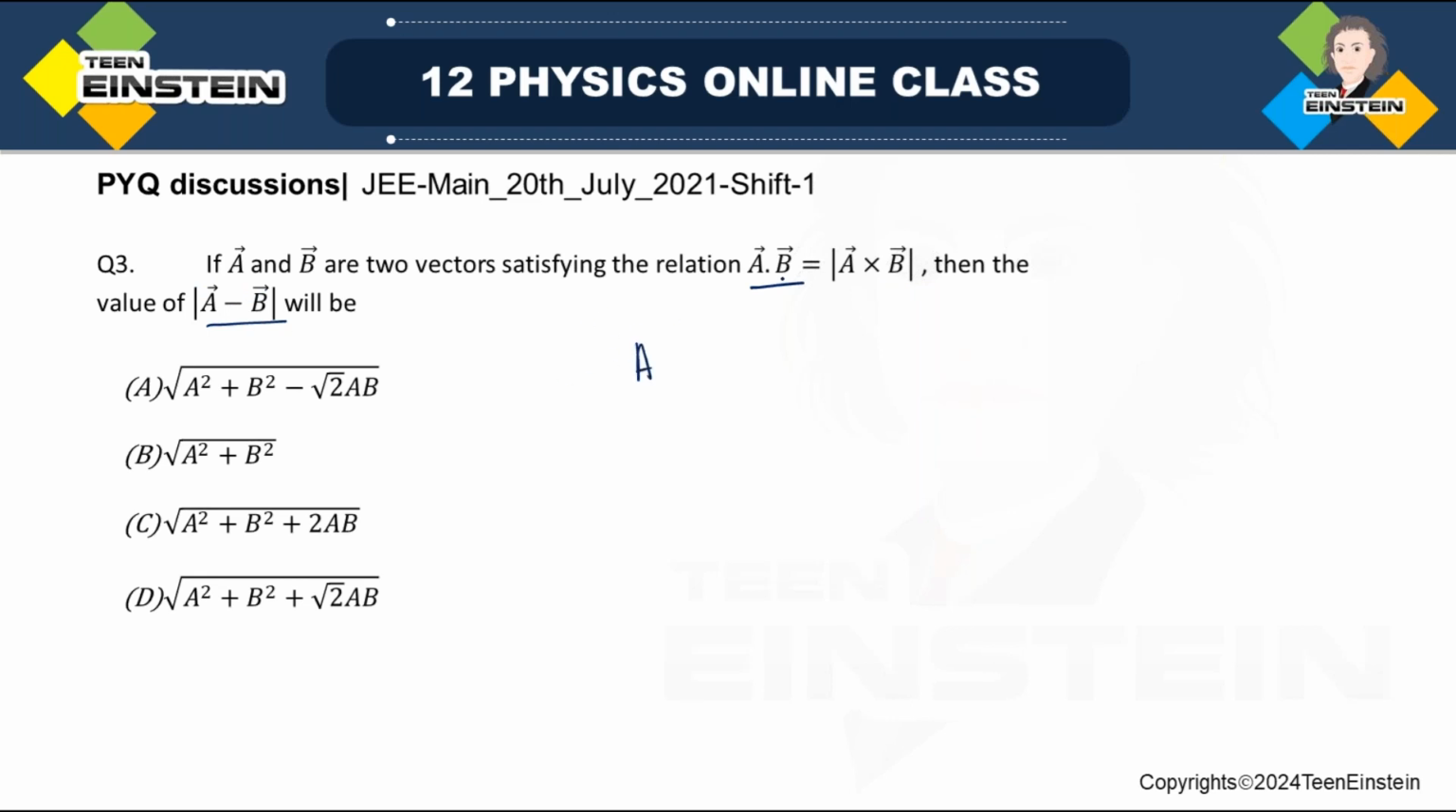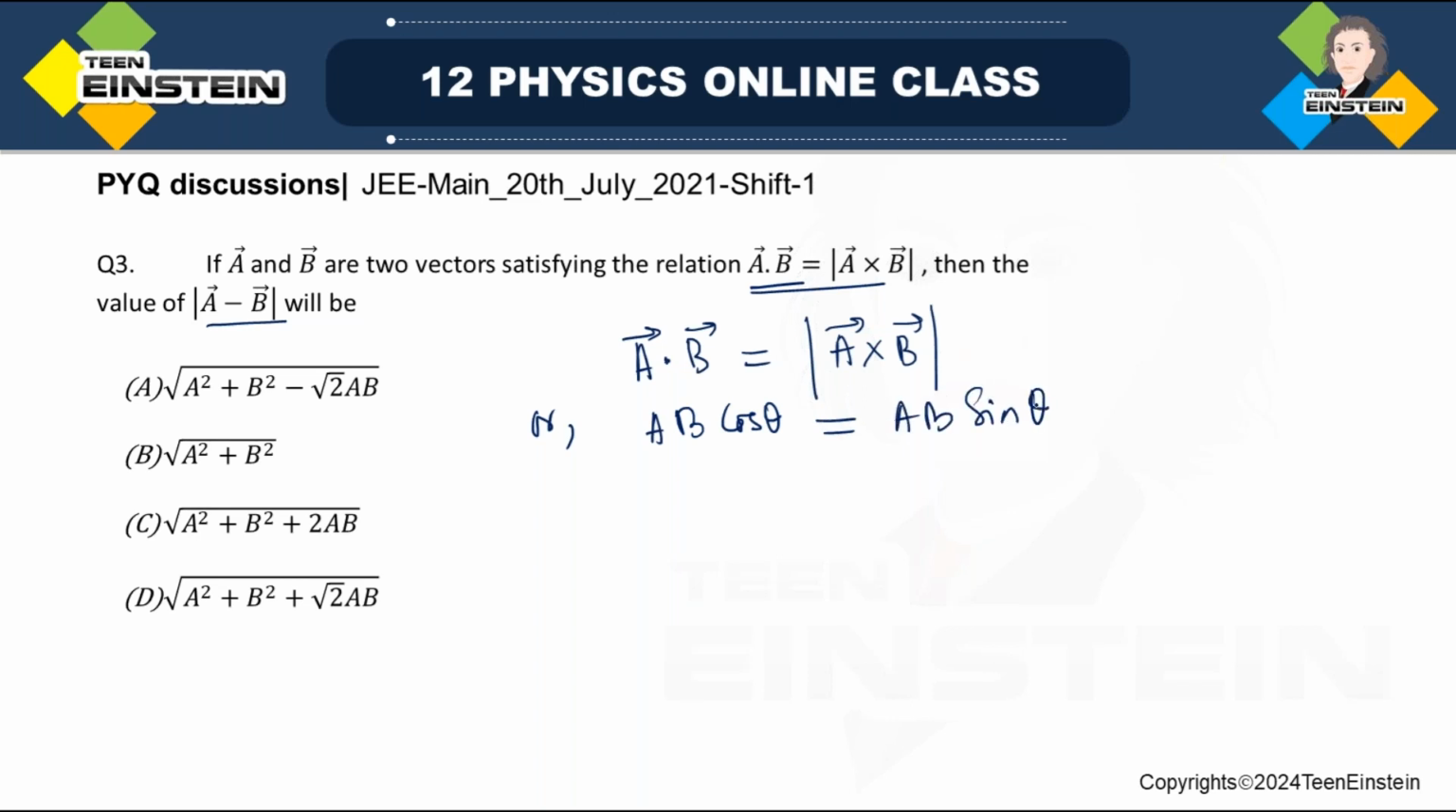From the given condition, we write A dot B is equal to modulus of A cross B. So I can write here AB cosine of theta, if the angle between A and B is theta, and here I get AB sine of theta. So from here I can get tan theta is equal to 1. So this implies theta is equal to 45 degrees.